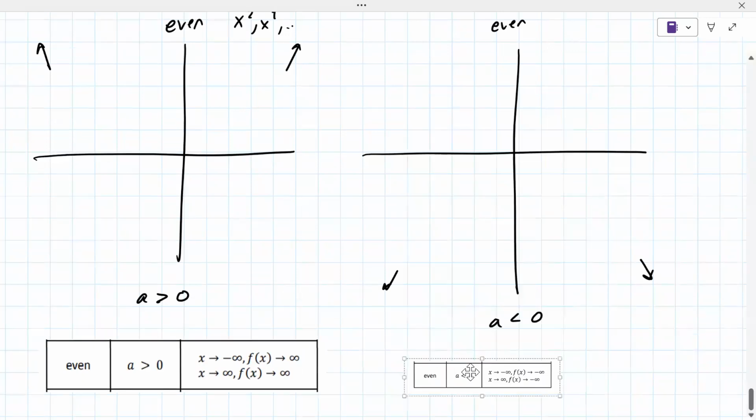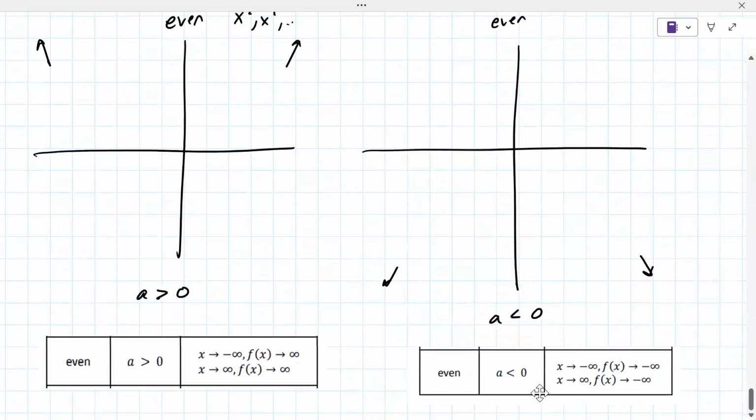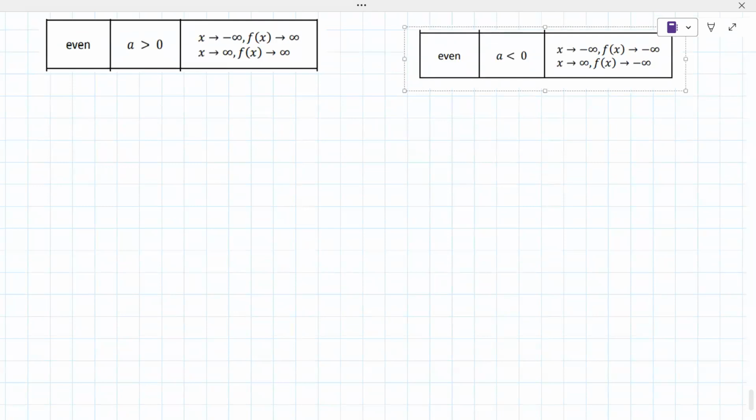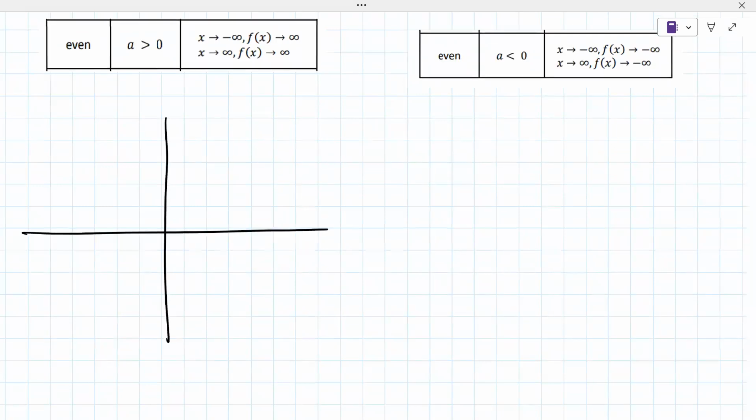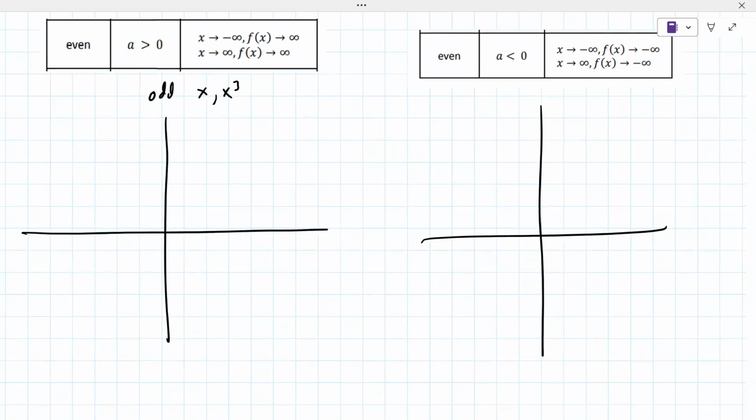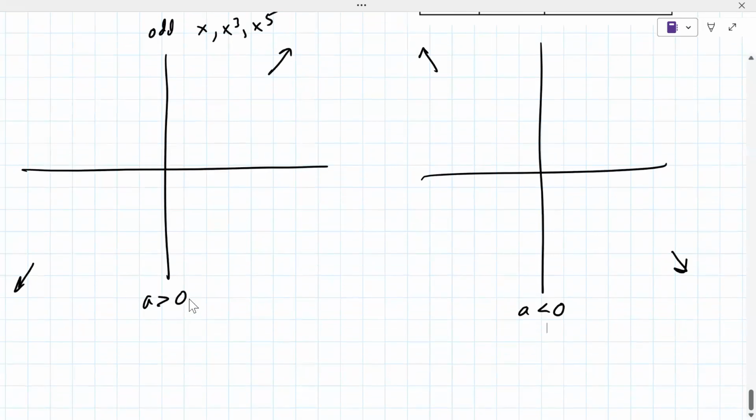And then the same thing is for odd degrees. There's 2 other graphs for odds. So I'm just putting these in the notes so you have them. If the degree is odd, like an x or an x cubed or an x to the fifth, it either starts low and ends high or starts high and ends low. You actually do not care what's going on in between. And then you've got two situations again where the leading coefficient is positive versus negative.